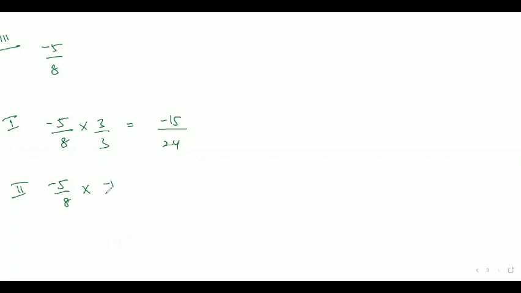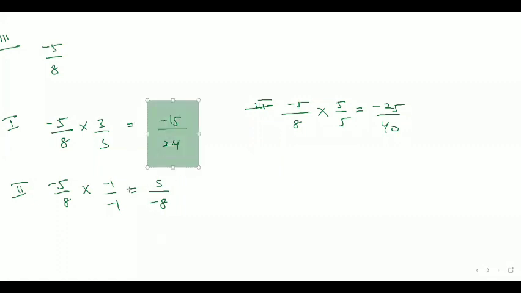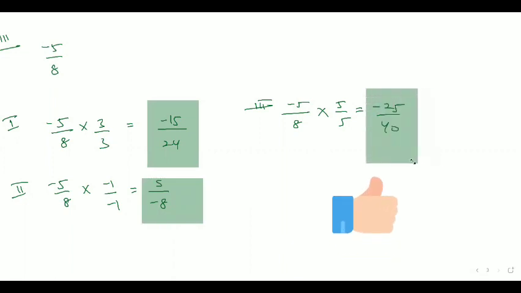Second, 5 by minus 8 is the second equivalent fraction, and third, 5 by 5, so it would be minus 25 by 40. So these three are equivalent fractions. Answer.